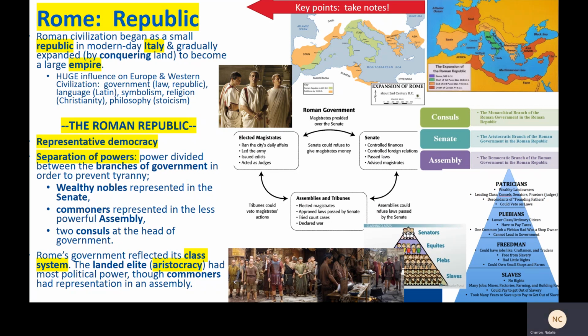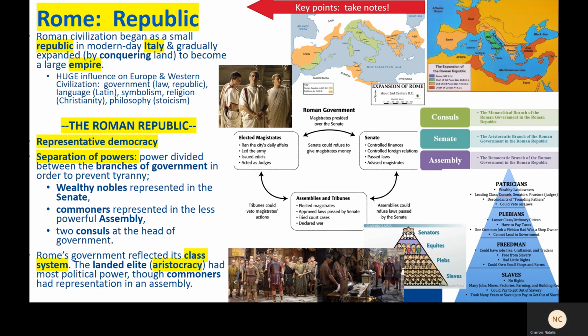In terms of the Roman Republic, so focusing on this first chunk of about 500 years, the Roman Republic was a representative democracy with separation of powers, which means power is divided between branches of government in order to prevent tyranny. Wealthy nobles were represented in the Senate, commoners were represented in the less powerful assembly, and there were two consuls at the head of the government. Like other civilizations, Rome's government reflected its class system. The landed elite, the aristocracy, these wealthy families that were wealthy because they owned land and prestigious because they'd been there when Rome was founded, had most of the political power, though commoners had some representation in the assembly.